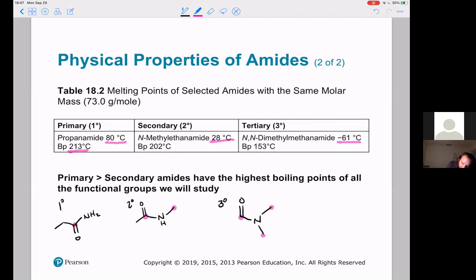Again, we see the same trends with boiling point, but because these are amides, the boiling points are much higher, okay? In fact, of all the functional groups that we've talked about, primary and secondary amides have the highest boiling points, even more than carboxylic acids, okay? So in terms of ranking our different functional groups, primary and secondary amides have the highest boiling points of all the functional groups that we're going to study this semester. So keep that in mind.